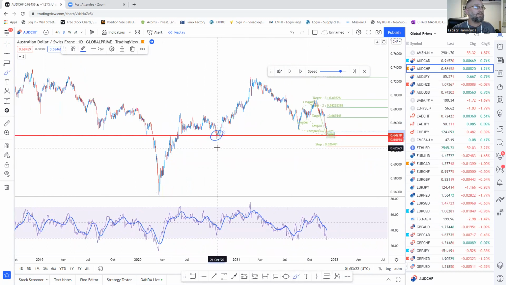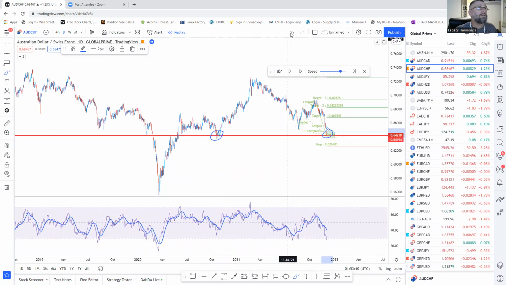This is the first time since October of 2000 that we've touched this area. Okay, so over almost 2 years, because we see where it played out, this is the second time it's touched right there. That is significant in my opinion.